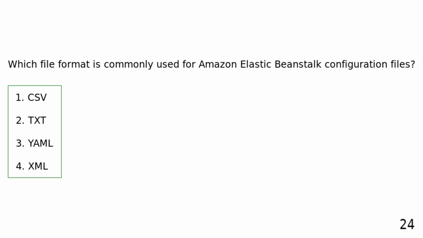Which file format is commonly used for Amazon Elastic Beanstalk configuration files? CSV, TXT, YAML, XML. YAML is a commonly used file format for configuration files in Elastic Beanstalk.